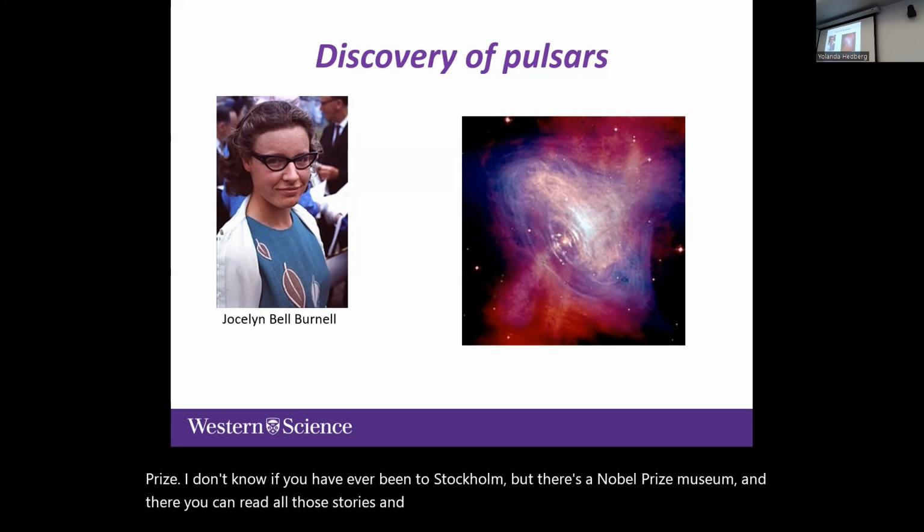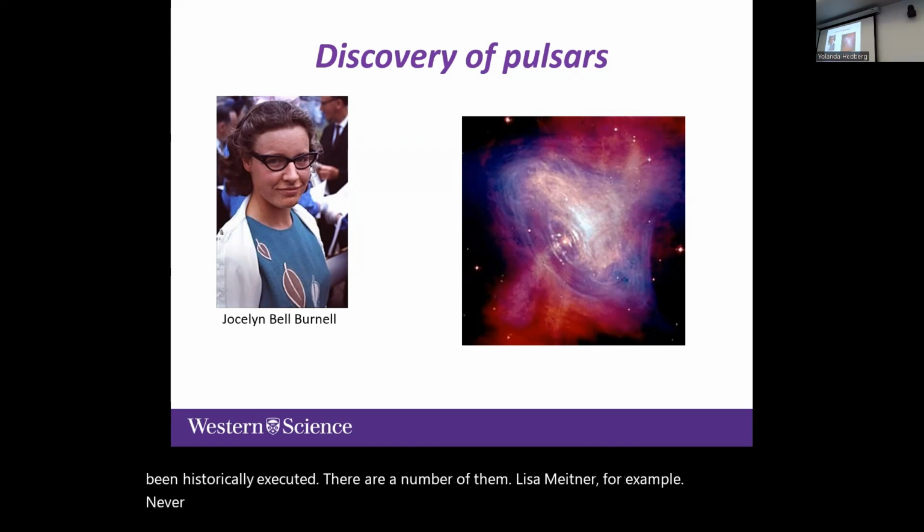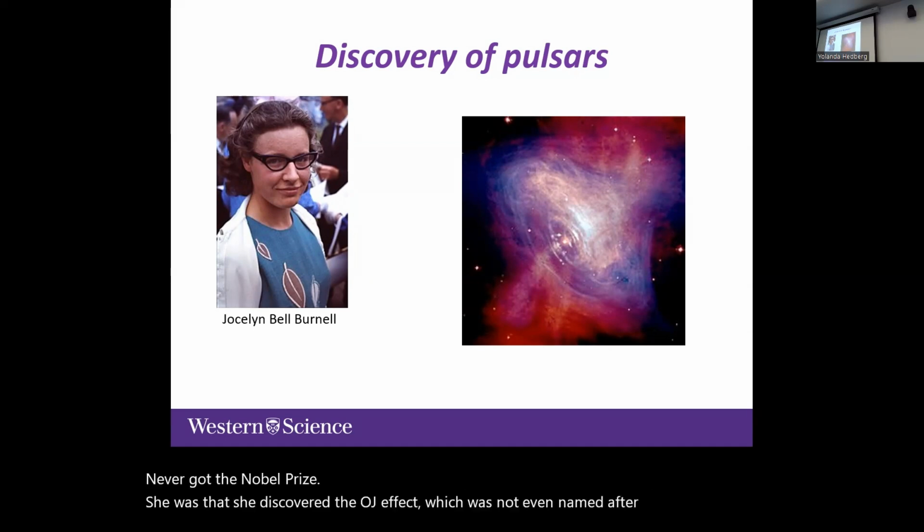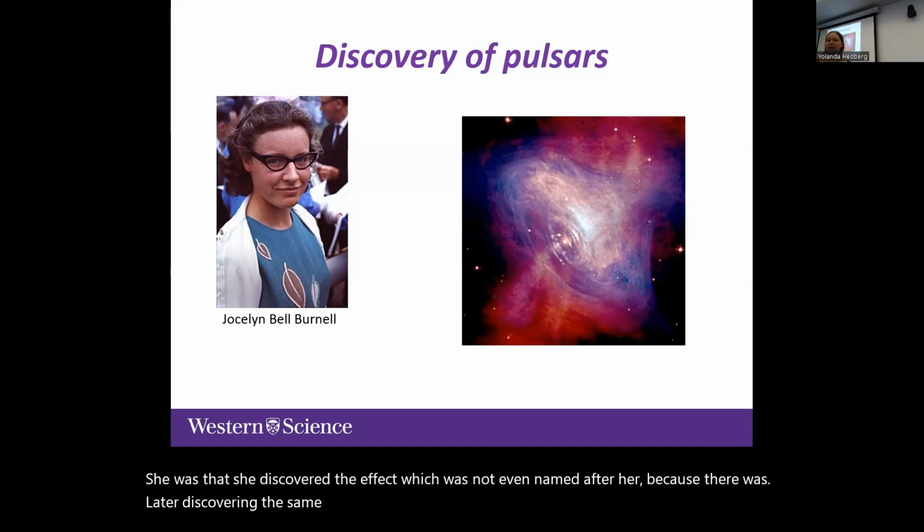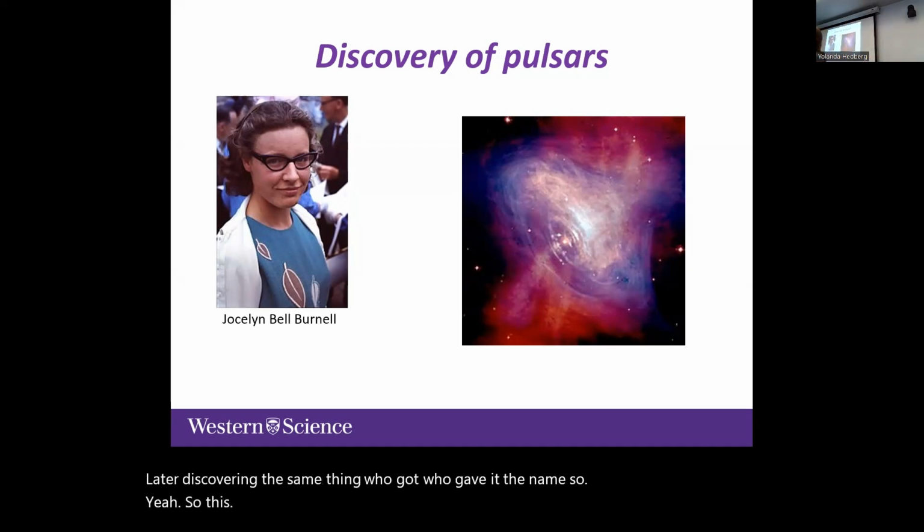You will notice that women have been historically excluded. There are a number of them. Lise Meitner, for example, never got the Nobel Prize. She discovered the Auger effect, which was not even named after her, because it was Pierre Auger who later discovered the same thing, who gave it the name. So this is about innovation or discovery, like who is the inventor.